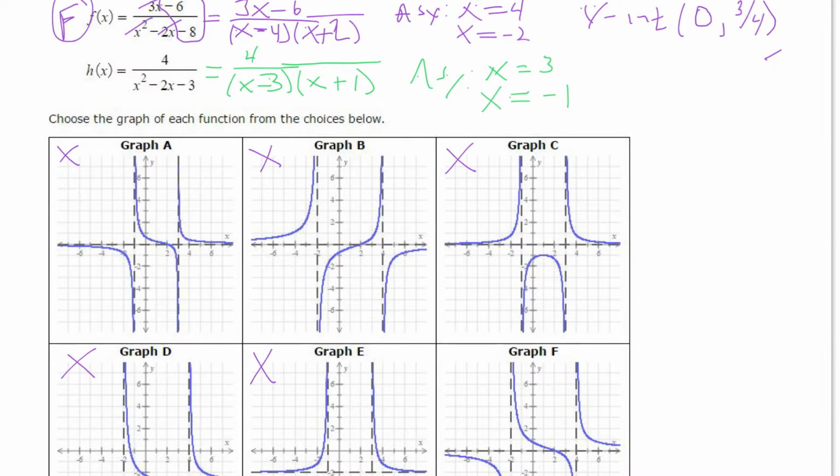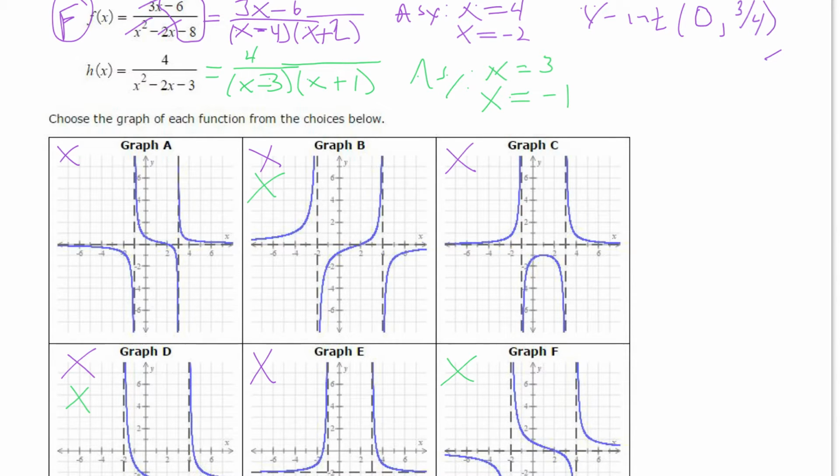So if I start eliminating some of my graphs, graph A I have negative 1 and 3, so that's a good choice. Graph B has negative 2 and 4, so that one won't work. Graph C has asymptotes at negative 1 and 3, so that's a possibility. Graph D, our asymptotes are negative 2 and 4, so that one won't work. Graph E, we have asymptotes at negative 1 and 3, so that's still a possibility. And graph F, we have it at negative 2 and 4, which will not work.